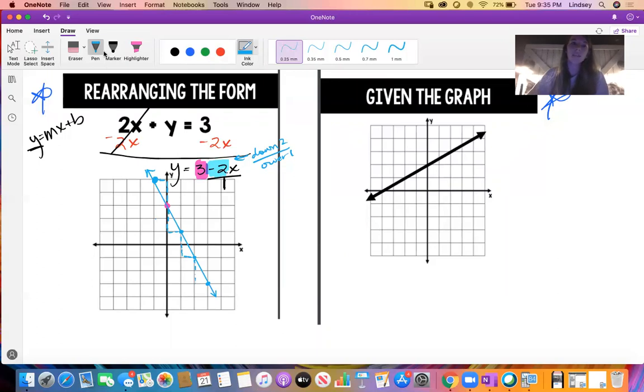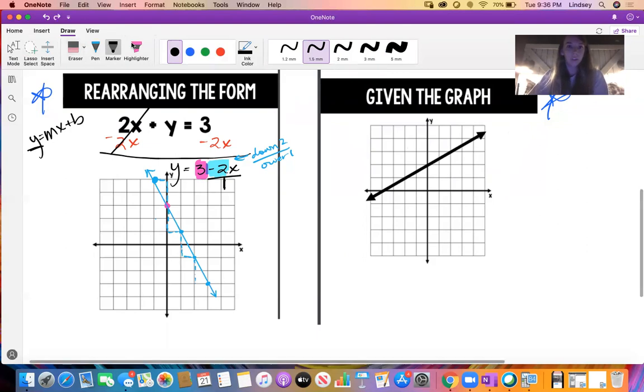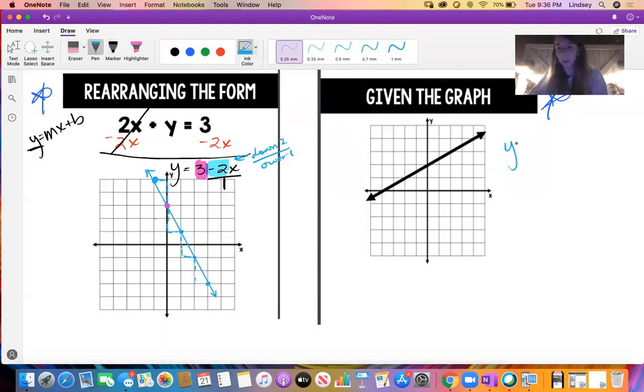All right, this last one, we're given a line and we have to say what the equation is. Okay, so we know it's going to be set equal to y because it's going to be in y-intercept form. So we know that we need to find the slope and the y-intercept. The y-intercept is really easy because we just look for the point where it crosses the y-axis. So the y-intercept is at a positive 2.